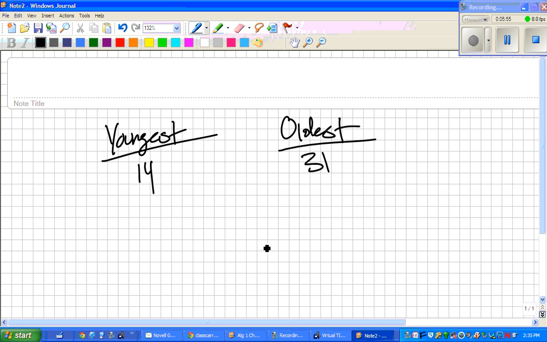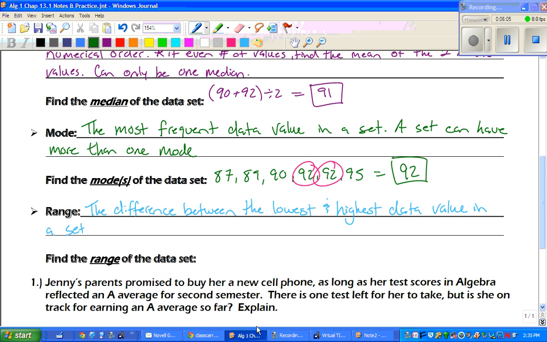And so the range between our two ages, we would subtract those and we would get 17. So our range was 17. Now when we're talking about data, we would want the lowest and the highest. So the highest was 95, and the lowest score she had was 87, which means the range was 8.